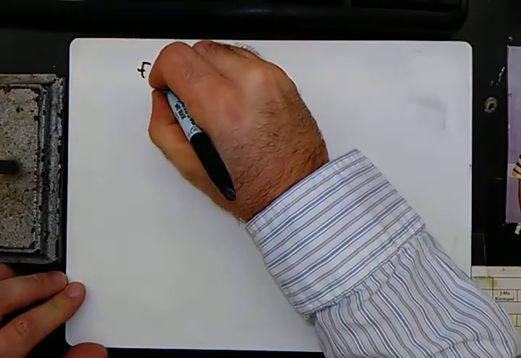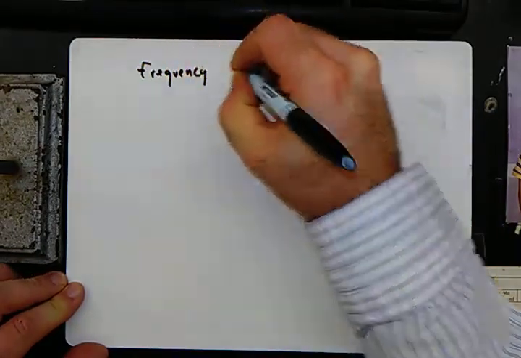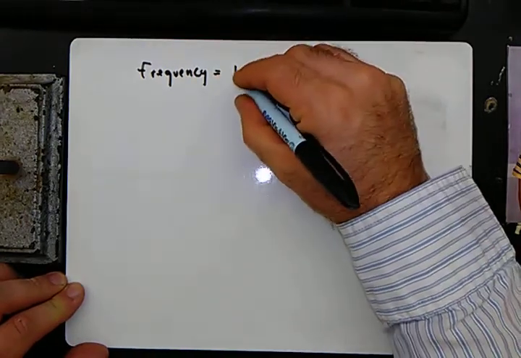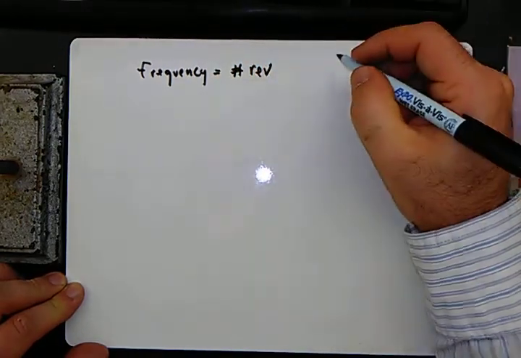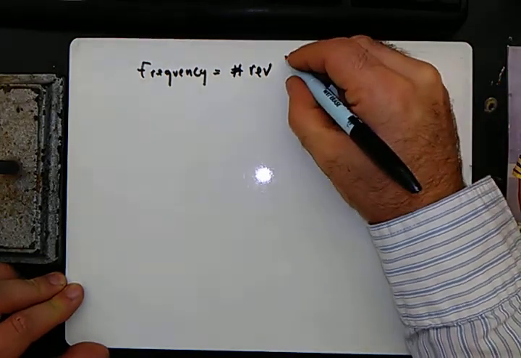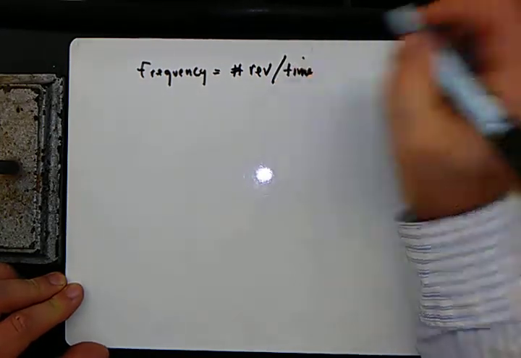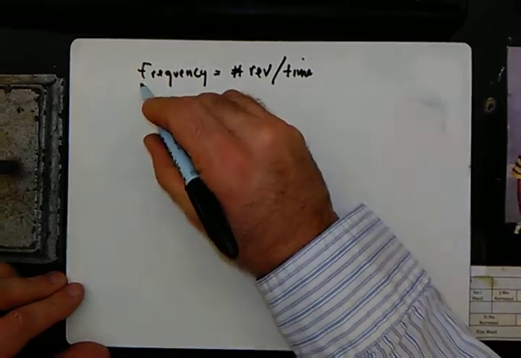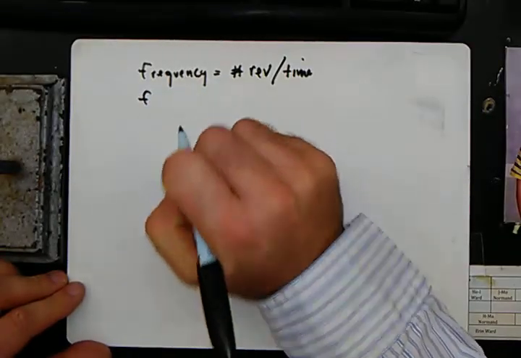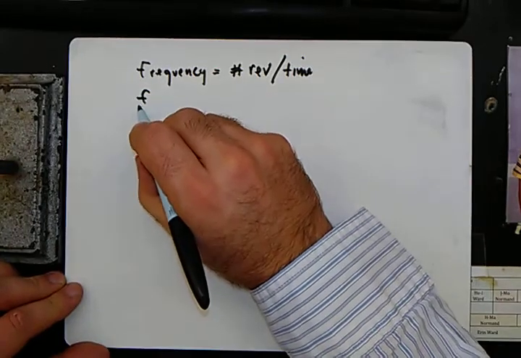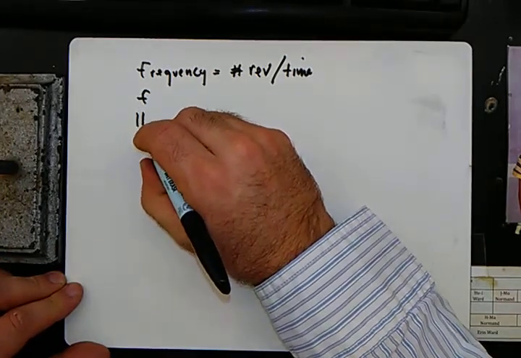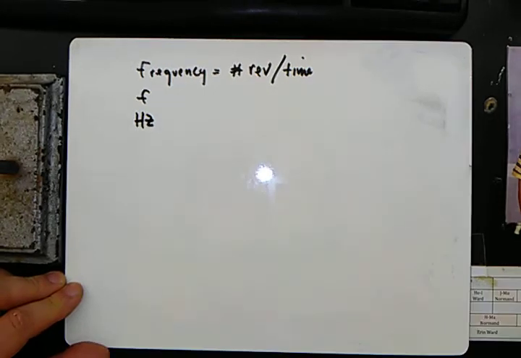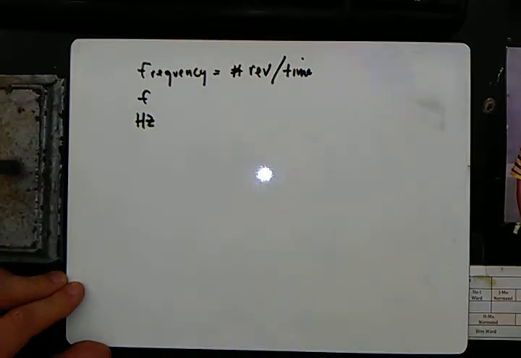So what we have for frequency is number of revolutions per time. Okay? And that's the frequency of an object going in circular motion. And the symbol we're going to use is F, and the unit will be measured in something called hertz.